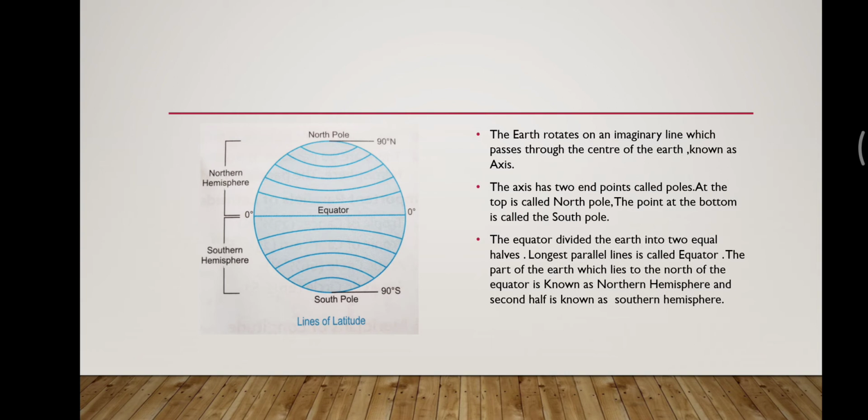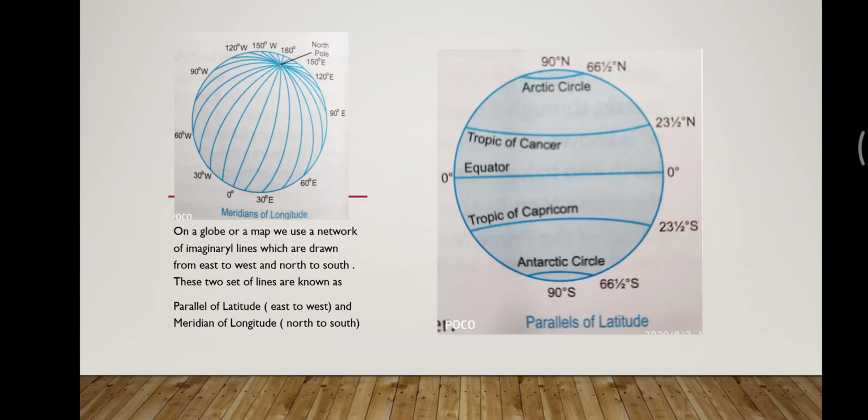The upper half of the earth lying above the equator is called the northern hemisphere, while the lower half lying below the equator is called the southern hemisphere. Here, the equator divides the earth into two equal parts.